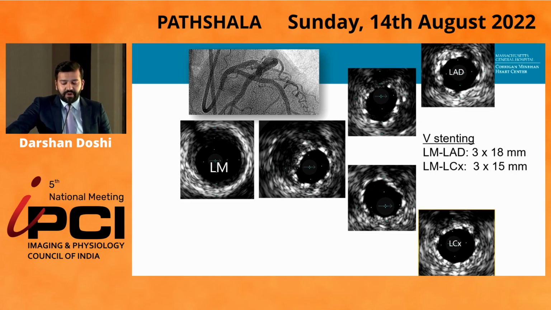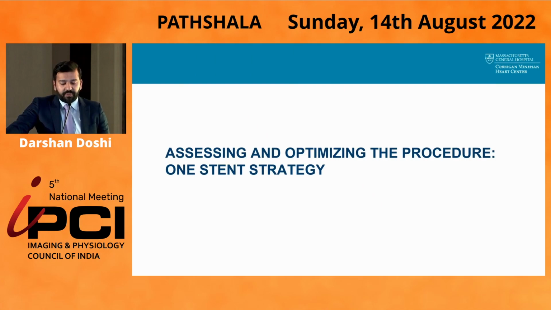So the operator here chose to do a V-stent and then use a 3/18 in the left main to LAD, just in the ostium of the LAD with a little protrusion, and also in the left main and circ. Now, once you've placed your stent, you have to make sure that you've actually optimized your stent appropriately. So let's talk about how you're going to do that.